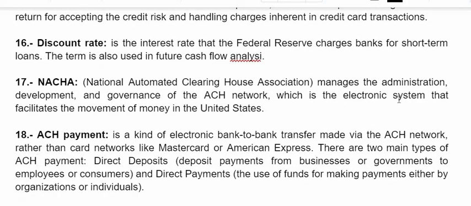Discount rate. Discount rate is the interest rate that the Federal Reserve charges banks for short-term loans. The term is also used in future cash flow analysis.